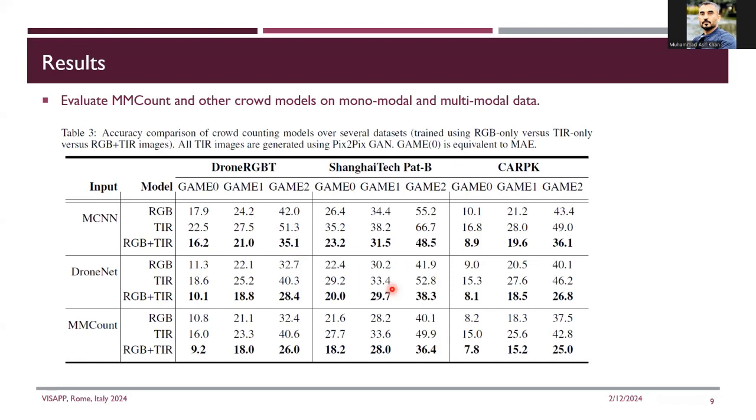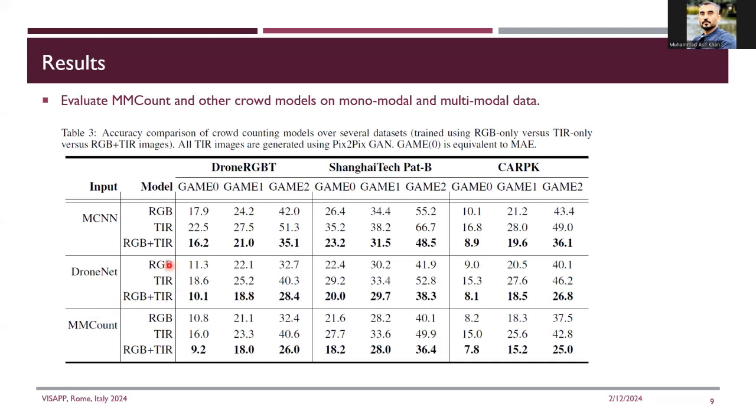And then this slide shows the performance of the whole architecture, the crowd counting model with Pix2Pix GAN to generate the thermal images. So the evaluation was carried out on 3 data sets: drone RGBT, Shanghai Tech Part B, and CARPK. And 3 different crowd architectures were used in this comparison: MCNN, DroneNet, and CounTR.